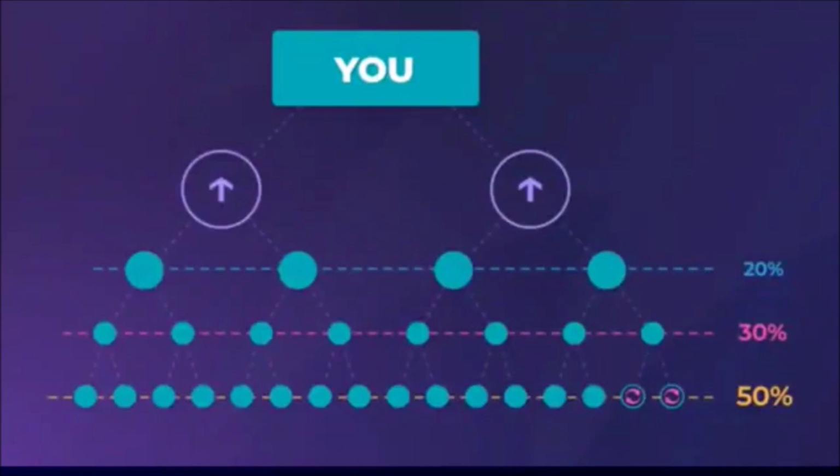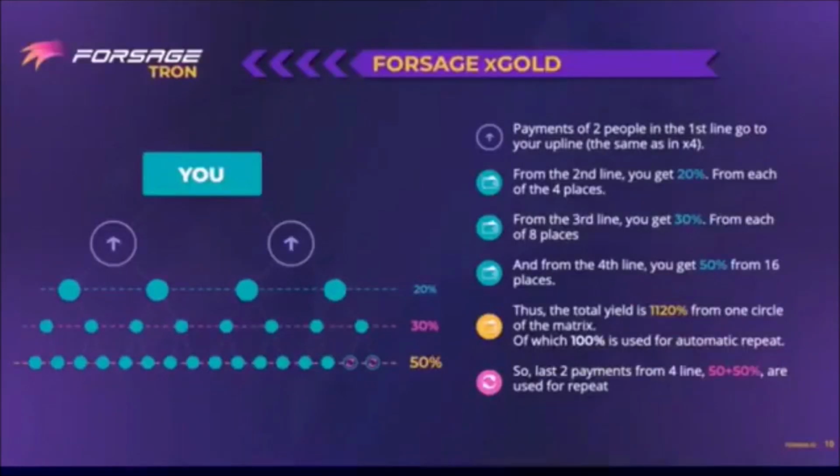From the second line you get 20% from each of the 4 places. From the third line you get 30% from each of 8 places. And from the fourth line you get 50% from 16 places. Thus the total yield is 1120% from one circle on the matrix, of which 100% of course is used for automatic repeat. But how does automatic repeat in X Gold work?